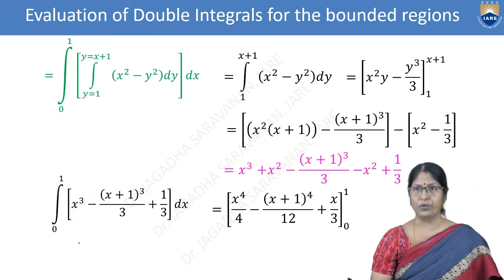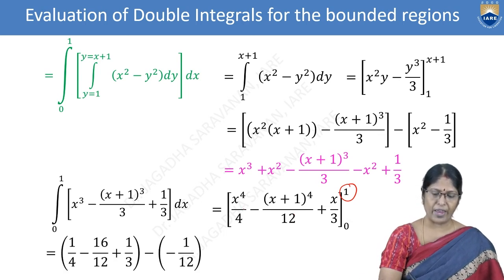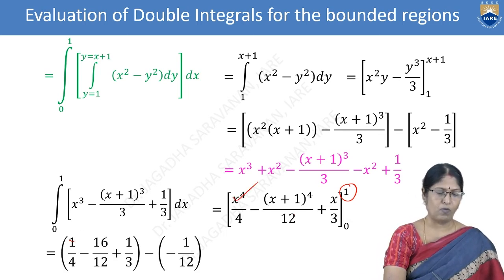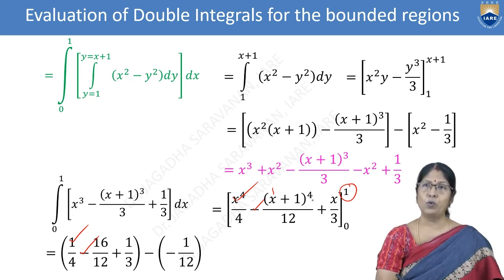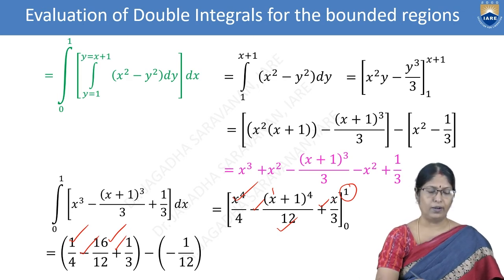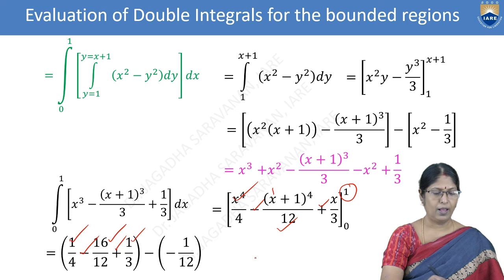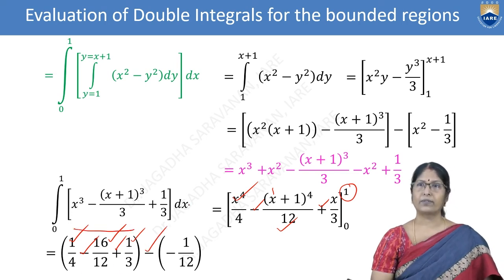Now we have to substitute the limits. The upper one is 1. So in place of x we substitute 1, and it becomes 1 by 4, minus as it is. Here we substitute 1, so 1 plus 1, the whole power 4, is nothing but 2 power 4, 16. This 12 is written as it is, plus as it is. X is taking the value 1, so it has become 1 by 3. The upper limit is completed.